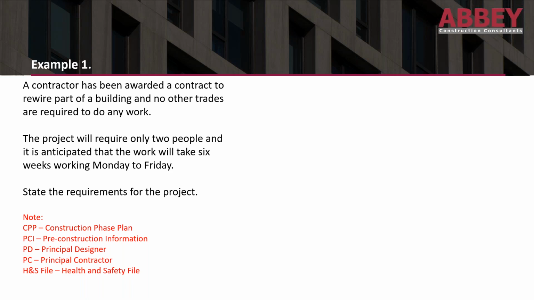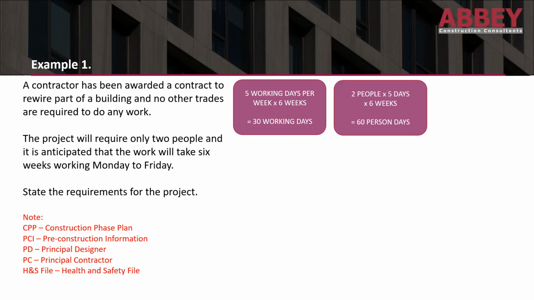You can see in red I've highlighted note: construction phase plan, PCI, pre-construction information, a bit of an acronym breakdown there. So we know it's 5 working days because we've said it's Monday to Friday, and we know it's for 6 weeks. So 5 times 6 is 30, so that's your 30 working days.